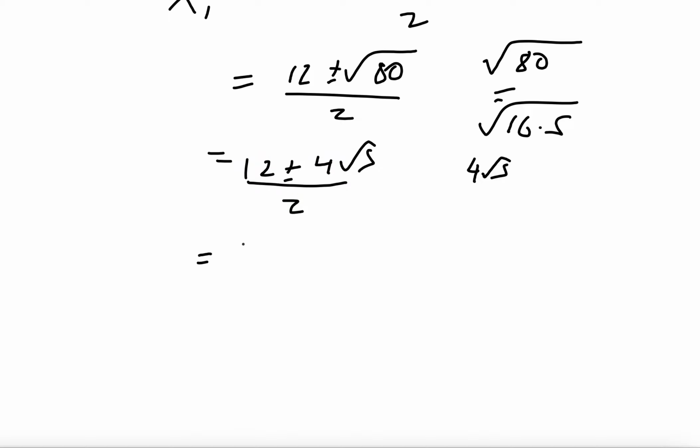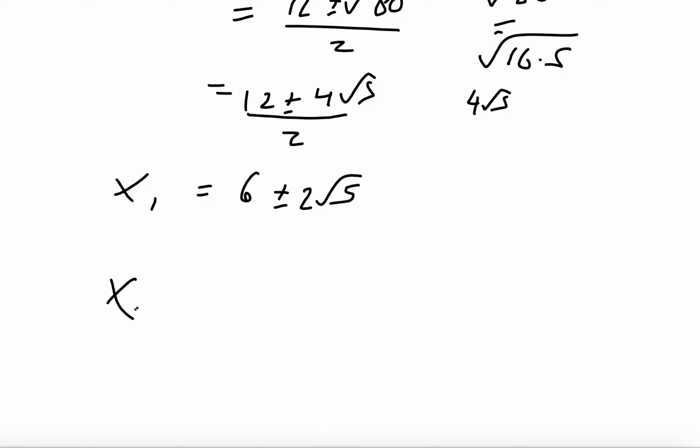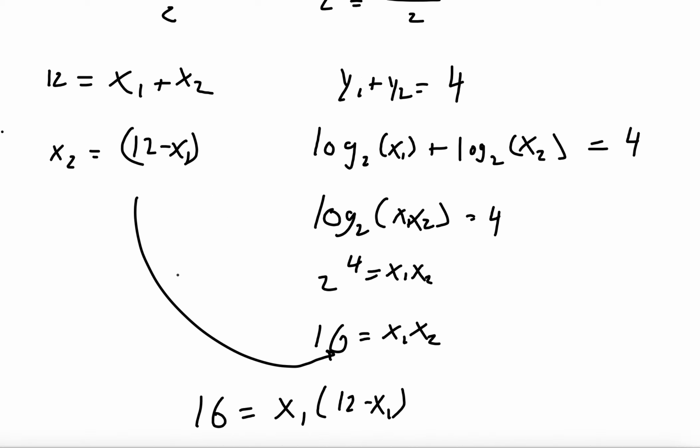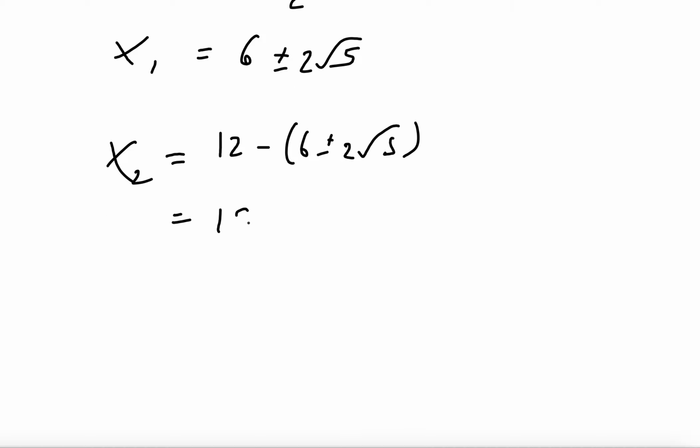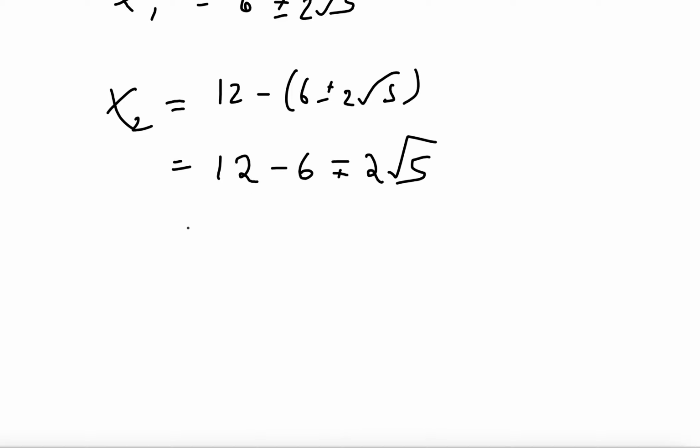And what you get is 6 plus or minus 2 root 5 for x1, which means that x2, because x2 is equal to 12 minus x1, x2 is equal to 12 minus 6 plus or minus 2 root 5, okay? And that's going to be the same thing as saying 12 minus 6, and the minus of plus or minus is going to be minus plus 2 root 5. And so we ultimately get 6 minus plus 2 root 5.